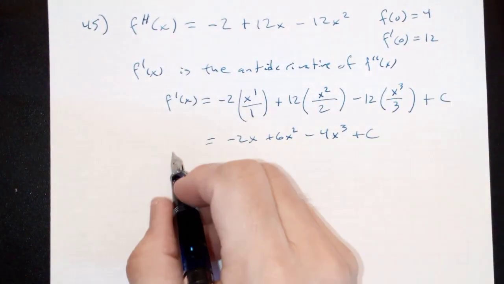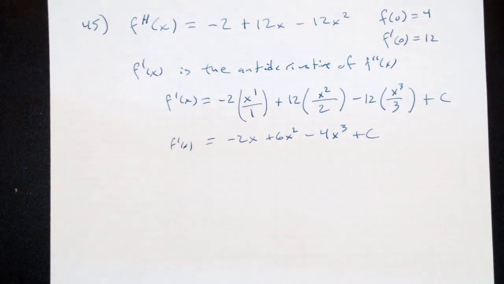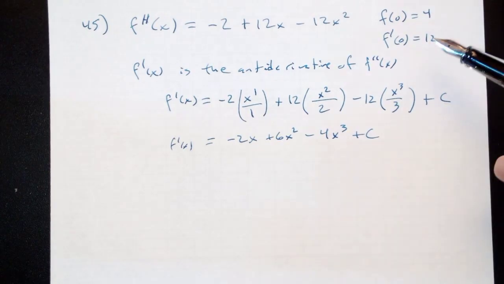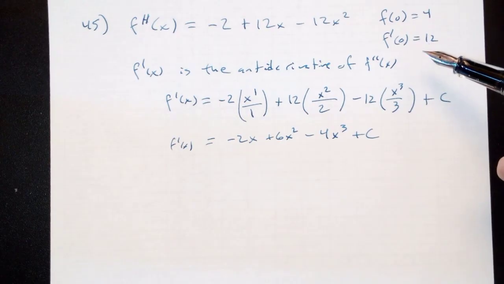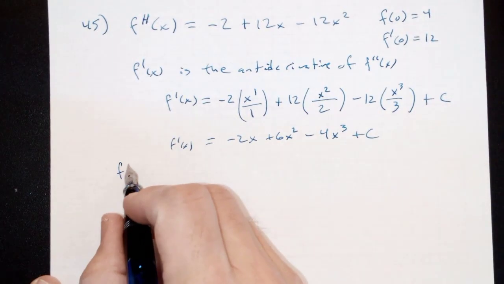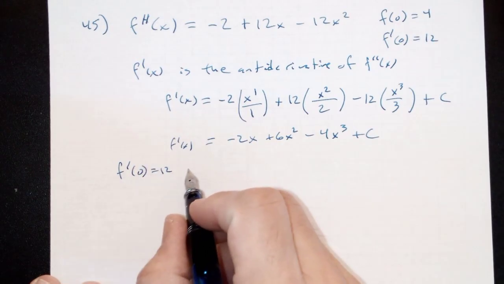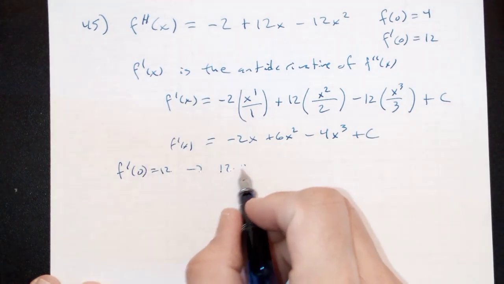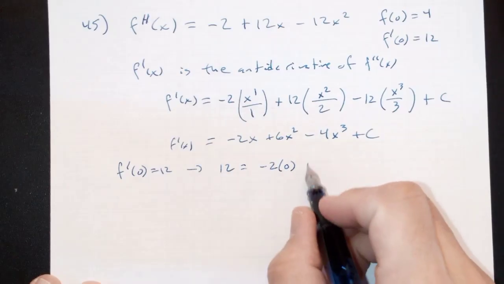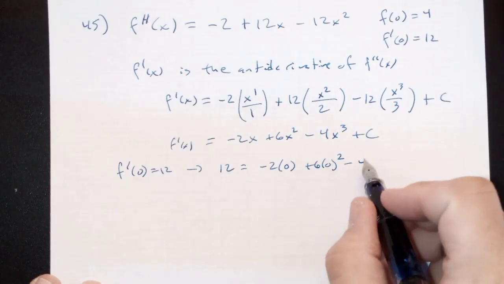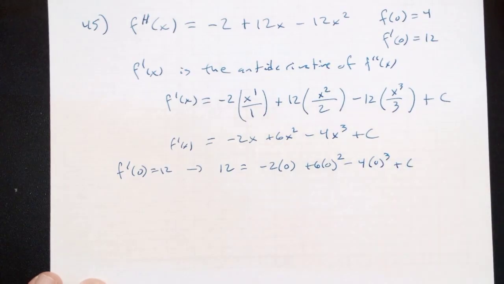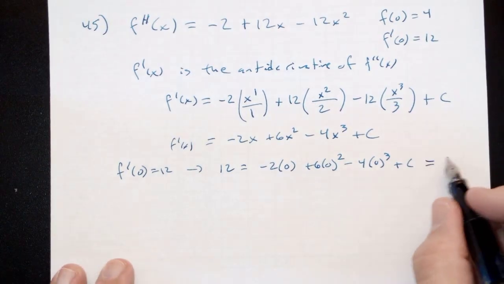But now, this is f prime of x. This is my general antiderivative. I have a condition about f prime in my list of initial conditions, so I can plug that in and solve for the c. F prime of 0 is 12. 12 equals -2 times 0 plus 6 times 0 squared minus 4 times 0 cubed plus c. Everything there except the c is multiplied by 0. It's gone. So c is 12.